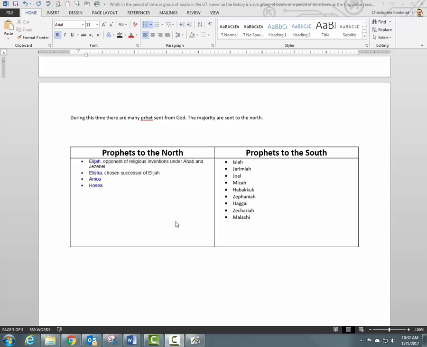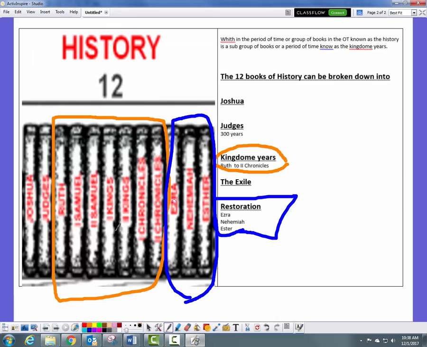Now, during this time of the existence of the nations, you have the northern and the southern kingdoms, the split kingdoms, the divided kingdom, that's what they call it. You have prophets to the north, and you have prophets to the south. Prophets to the north are Elijah, Elisha, Amos, Hosea, and then you can see here the prophets to the south: Isaiah, Jeremiah, Joel, Micah, Habakkuk, Zephaniah, Haggai, Zechariah, and Malachi.